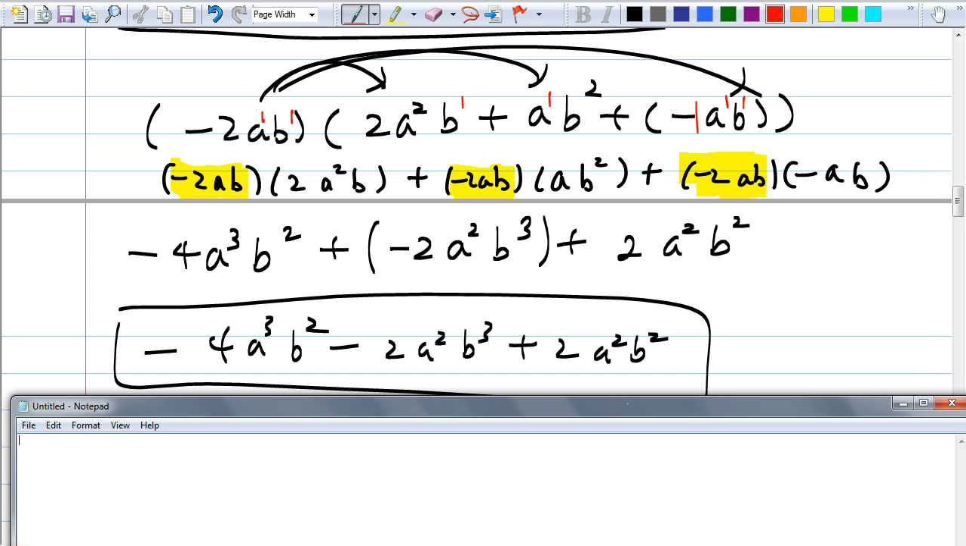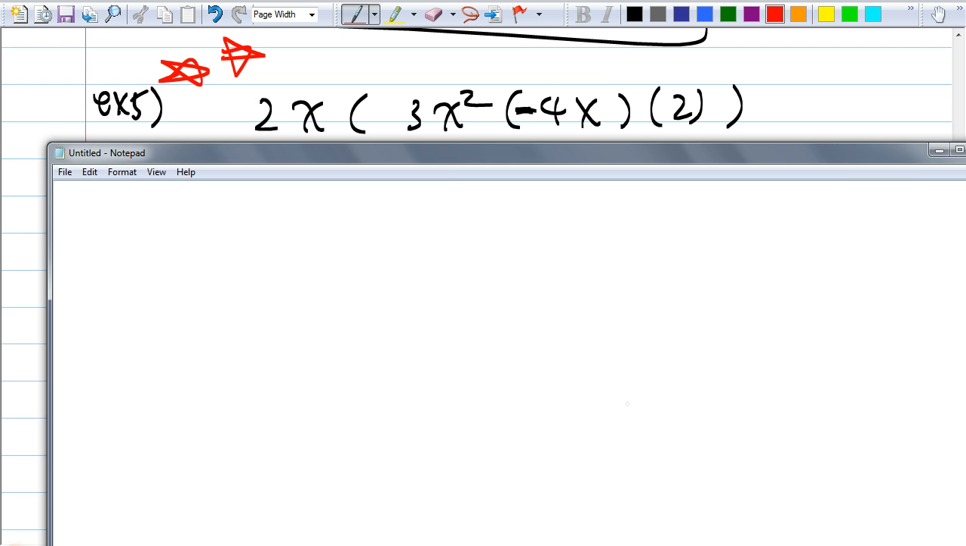May I move on to the next example? Okay, I'll give you time. Take a look at this example. I put 2 stars on this. It says 2x in parentheses 3x squared in parentheses negative 4x in parentheses 2. The one before was example 5, wasn't it? Oh, okay. This is example 6 then. I'm sorry, it should be example 6. Let me fix that. All right, here you go.